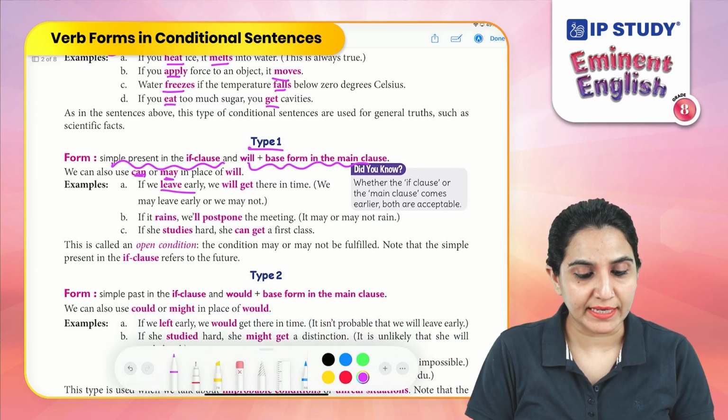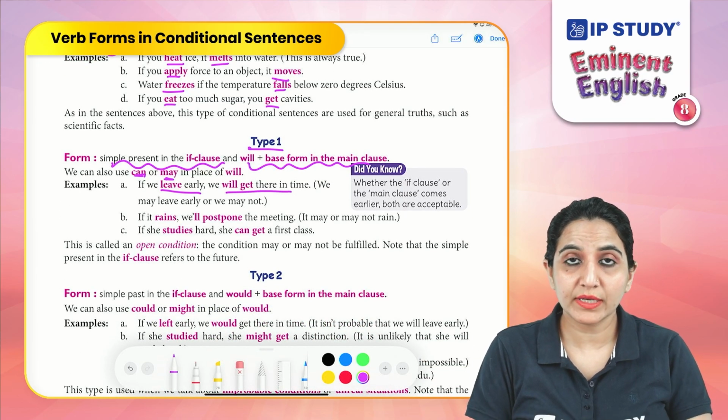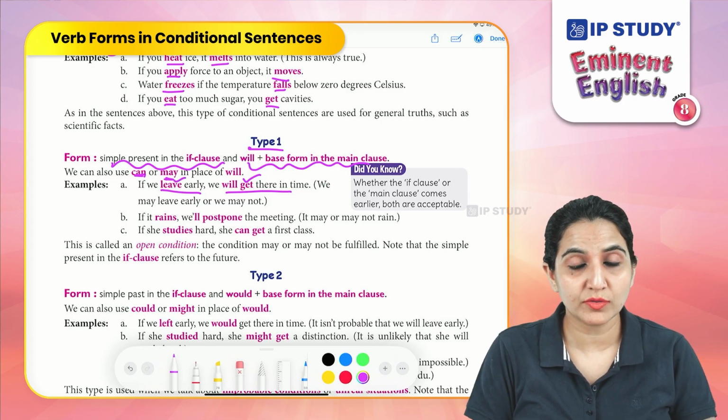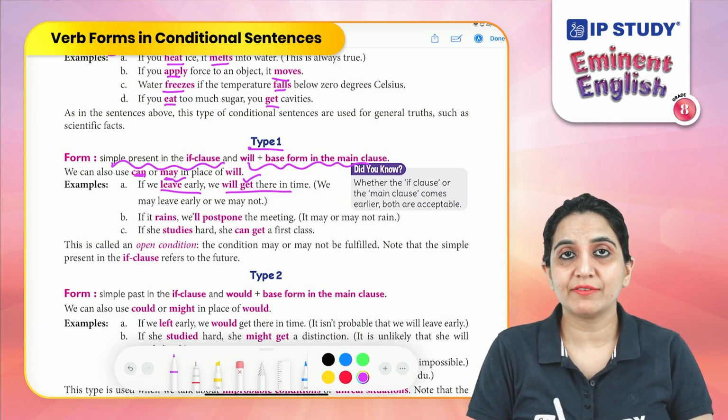If we leave early, we will get there in time. So here again, the verb in the if clause is in the simple present tense, but we have used will along with the base form of the verb in the main clause. Alternatively, we can also use can or may in place of will.